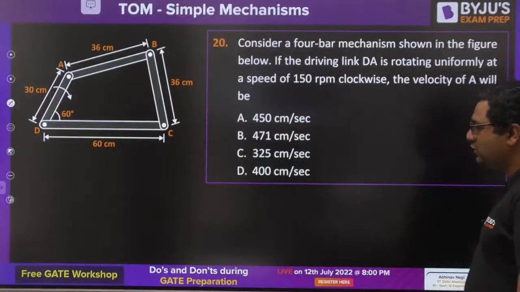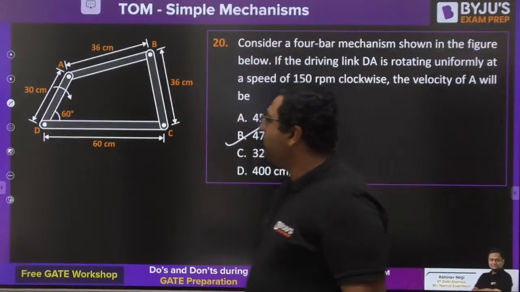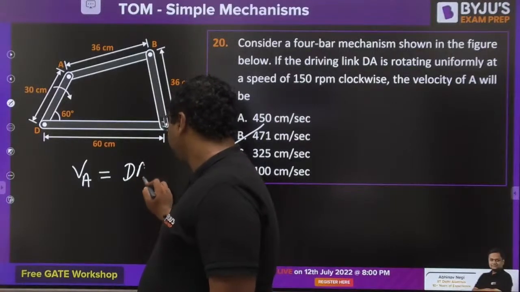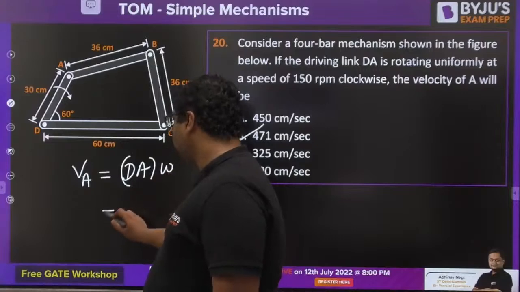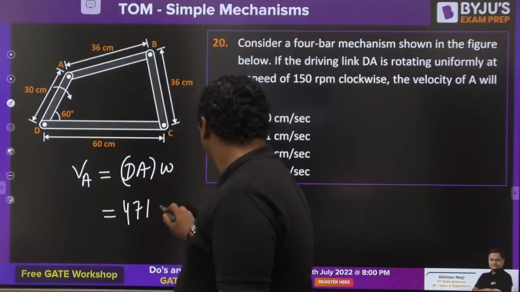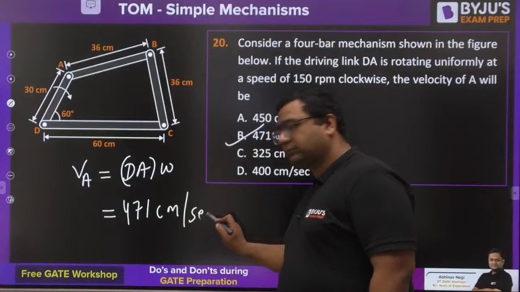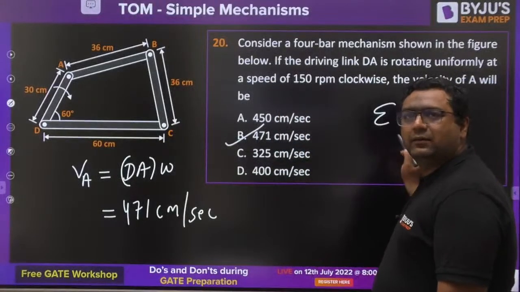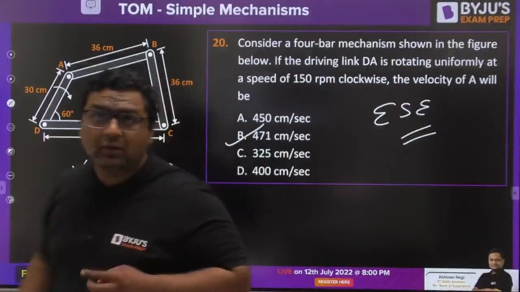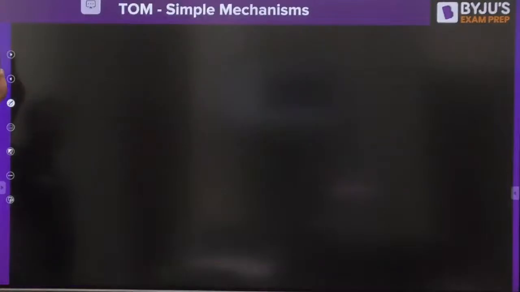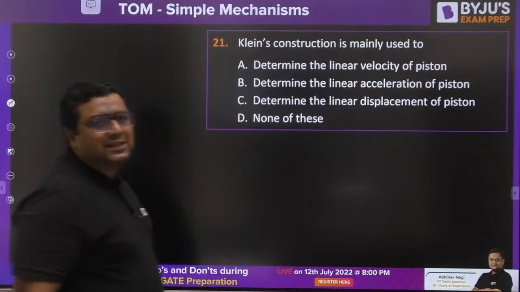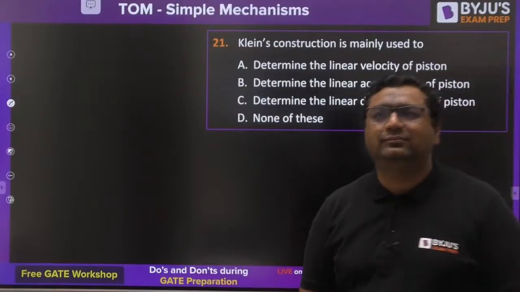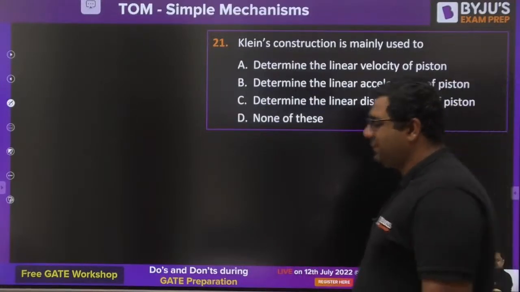So the answer for this will be B. This is simply the velocity of A. This type of question has been there in ESC. Very good, Sachin. GATE has not asked this one. Klein's construction.